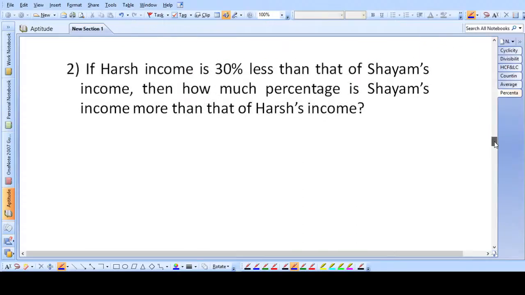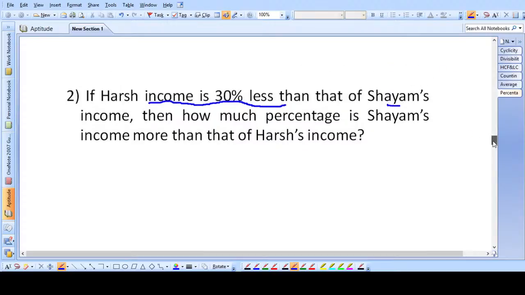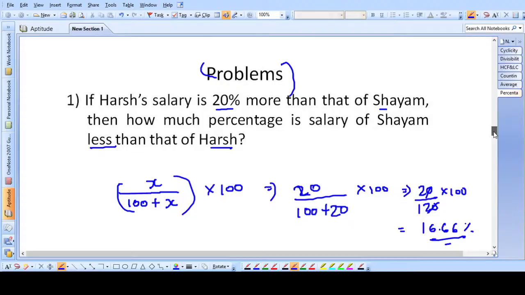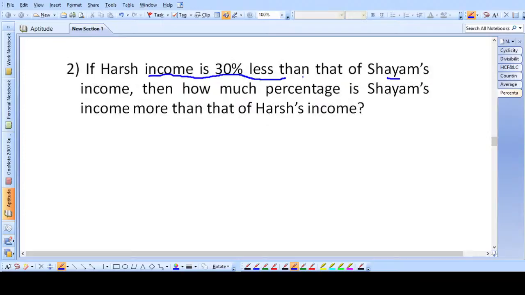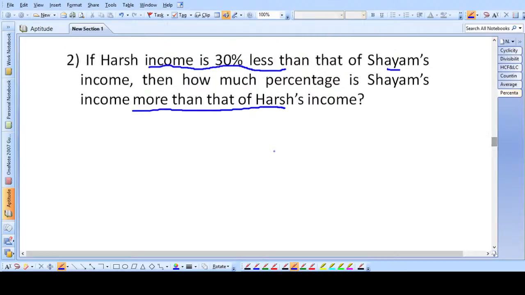Now second case. Now what's the second here? Numerical type. Now if Harsh's income is 30% less than that of Shyam, why not, Shyam can have more salary. Just the opposite case of before, where Harsh had 20% more. Now here Harsh's income is 30% less than that of Shyam's income. Then how much percentage is Shyam's income more than that of Harsh's income? Okay, so now you want a more value.